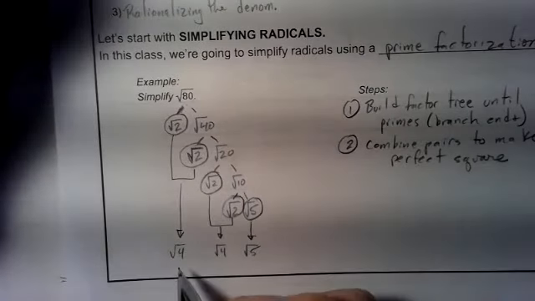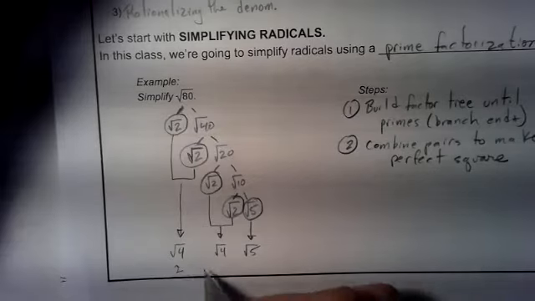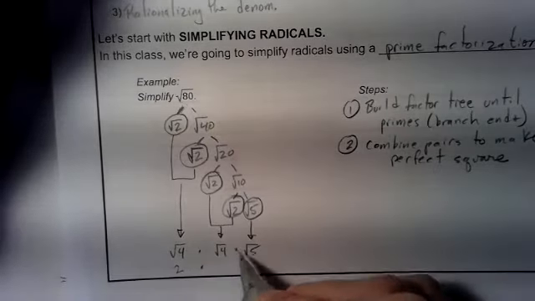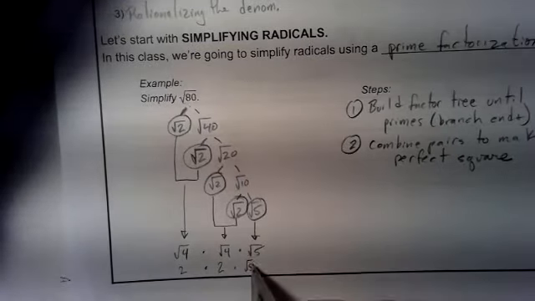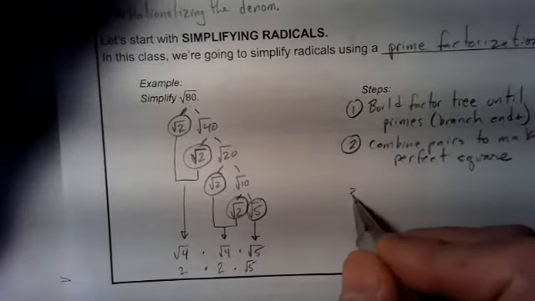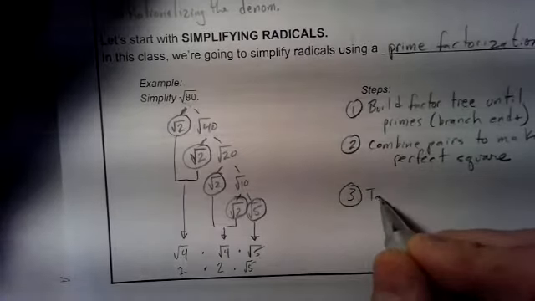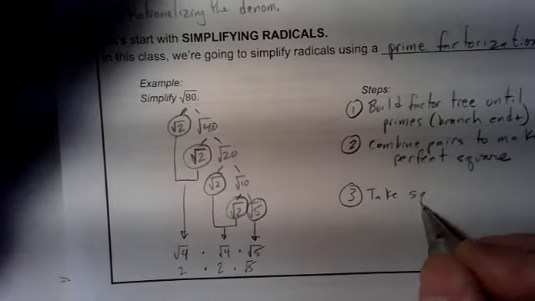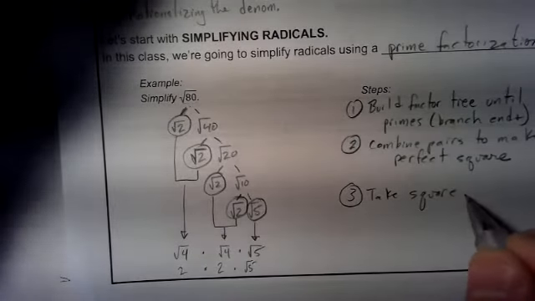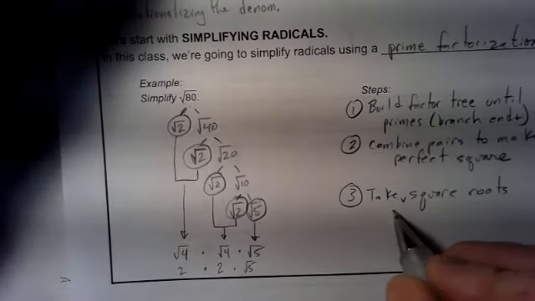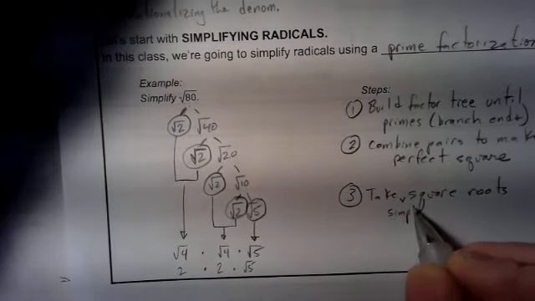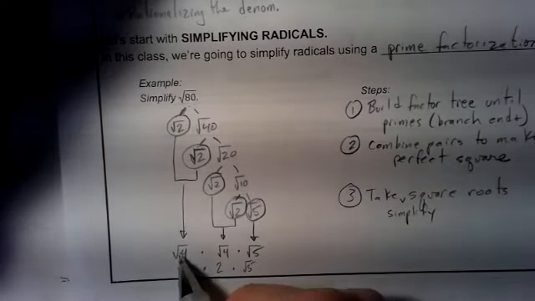All right, now the square root of 4 is equal to 2 times, these are all multiplied by each other, just like all of these, times 2 times the square root of 5. All right, now that's my third step, is to take the square roots. Another way to think about taking is to simplify, right? Square root of 4 is 2.